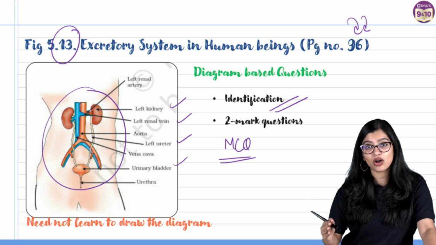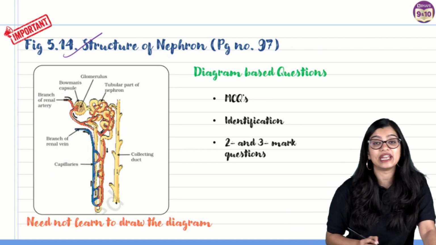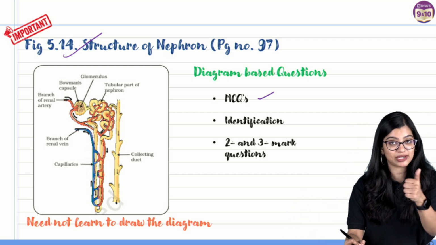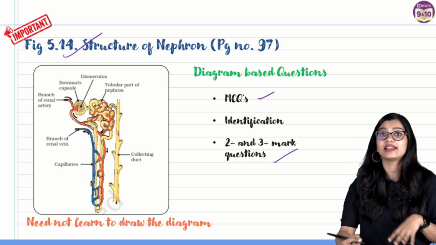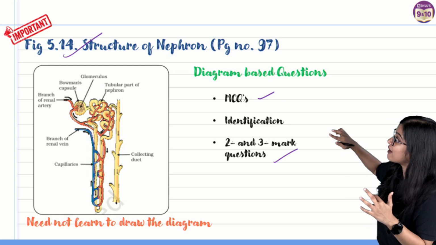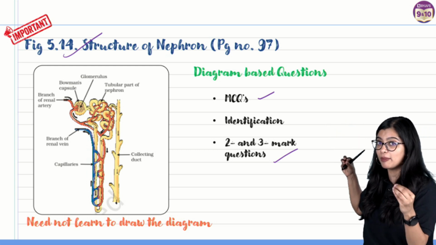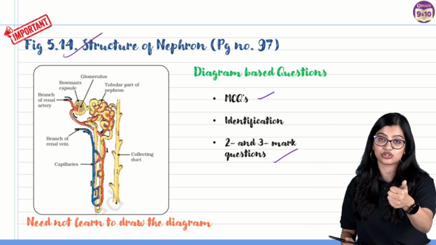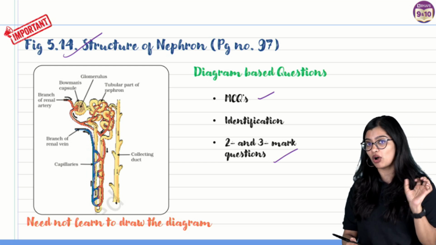But when it comes to the excretory system, the most important diagram here is that of the nephron, right? For nephron they can ask you MCQ based questions. They can ask you questions based on urine formation, and they can do a compare and contrast with respect to nephron and alveoli. Because both of them perform important functions, you need to make sure that you are able to compare and contrast the structure and function of alveoli and nephron. And that can come for 2 or 3 marks.